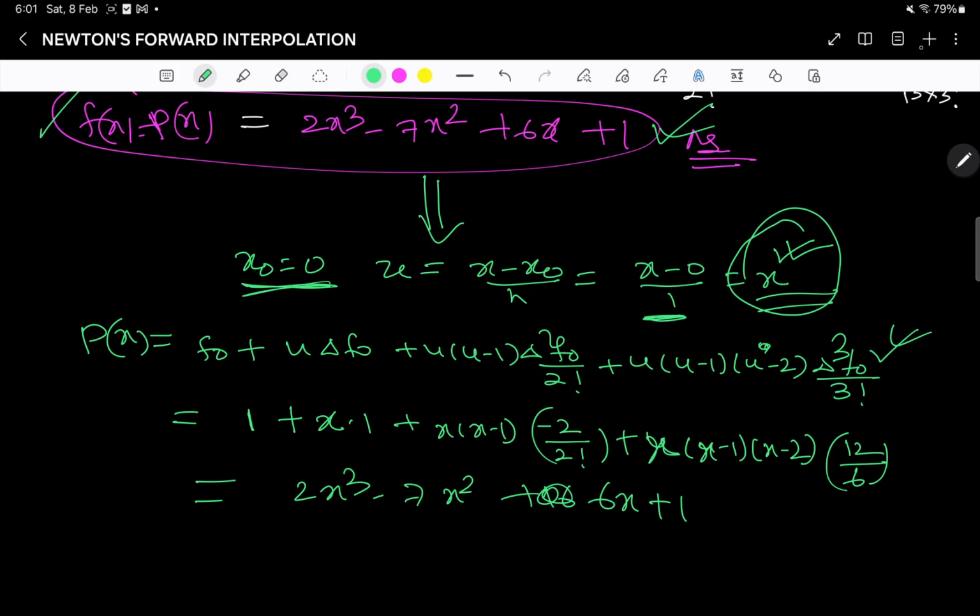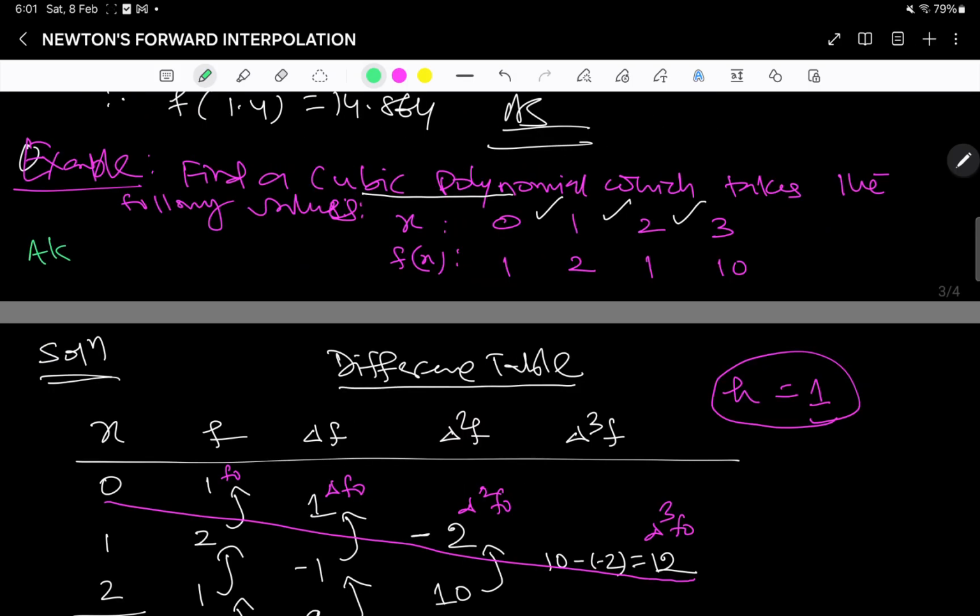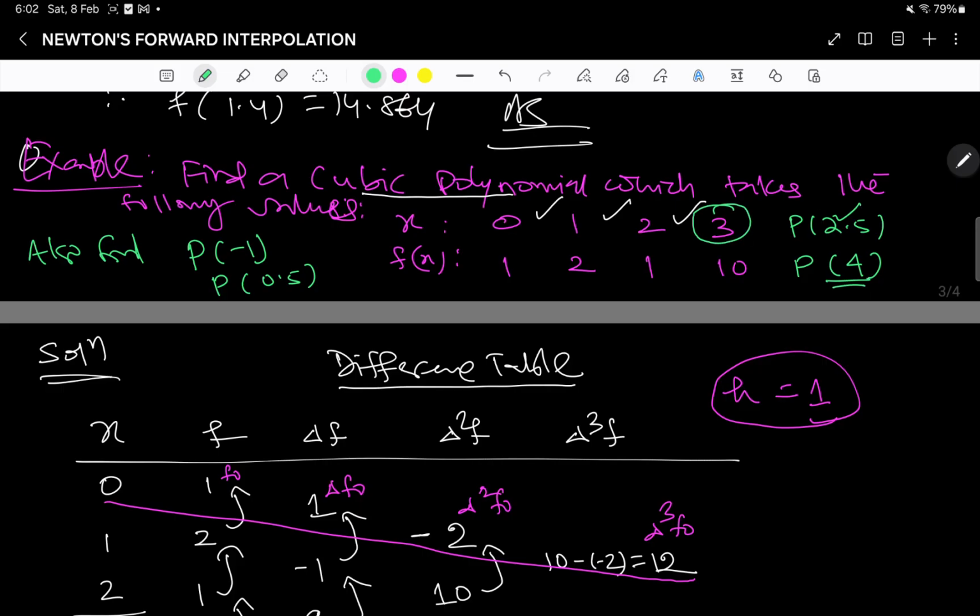Now if it is asked to also find p of minus 1, or also find p of 0.5, or if it is asked to also find p of, suppose, 2.5, or you find p of 4. You see, now this 2.5 is close to this end point, 4 is also close to the end point. In this case we can use Newton backward interpolation formula. But here you see minus 1 is close to your initial point 0, and 0.5 is close to 0. So here we use Newton forward interpolation.